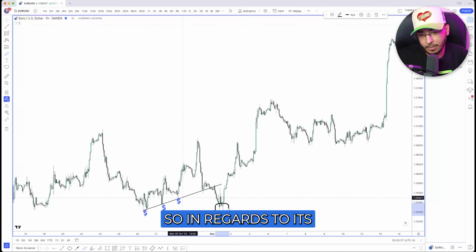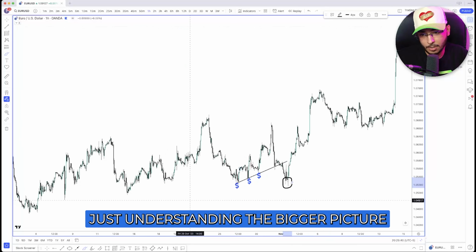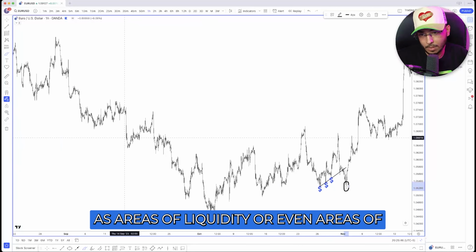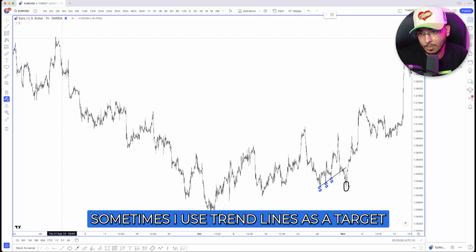So in regards to it, just understanding the bigger picture and things of that nature, you can use trend lines as areas of liquidity or even areas of targets. Sometimes I use trend lines as a target.